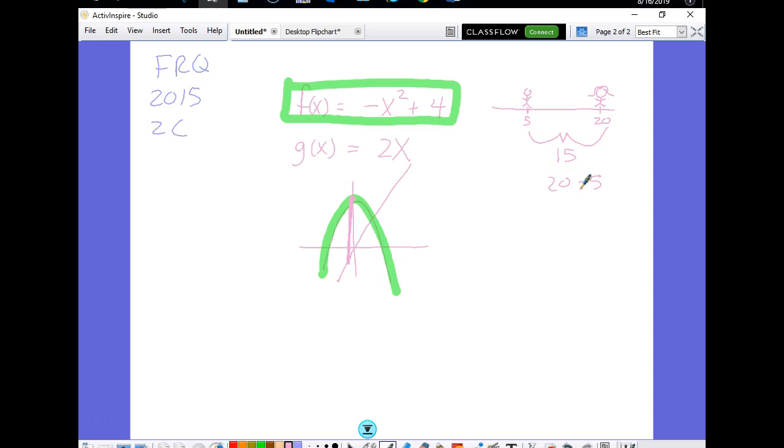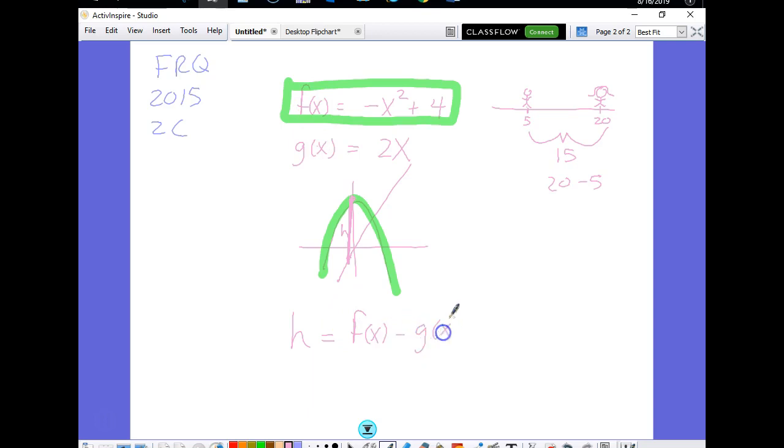So how can I find the distance between these two functions? Well, just subtract them. Okay, so I'll call this h. So that means the distance, which I'm going to call h, is this function minus this function.